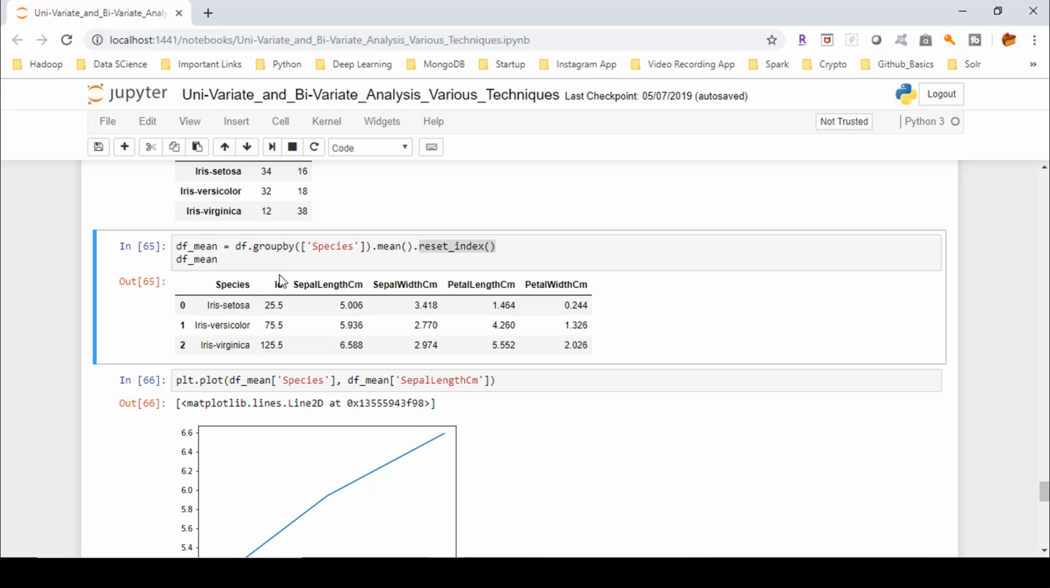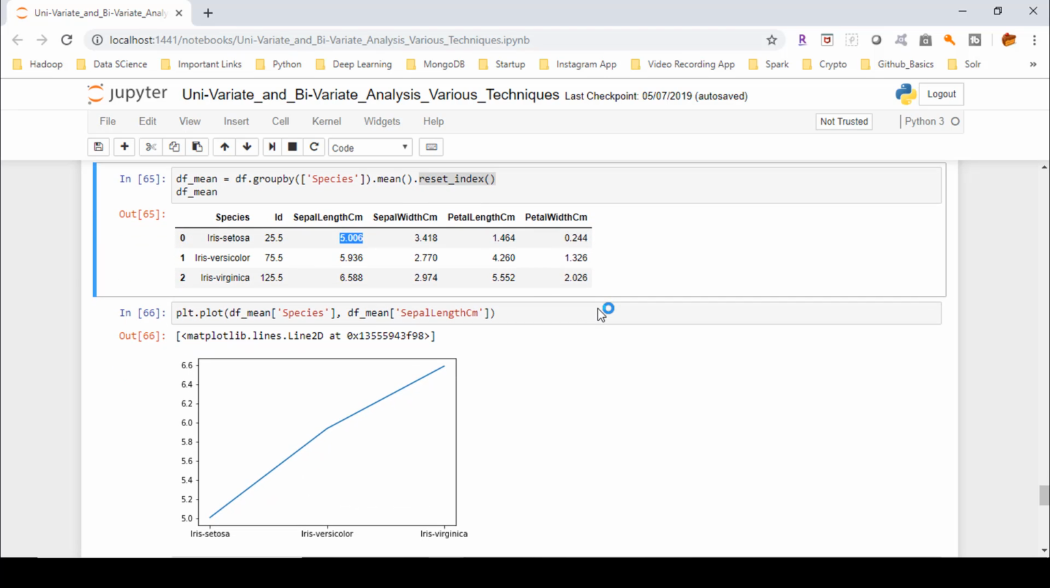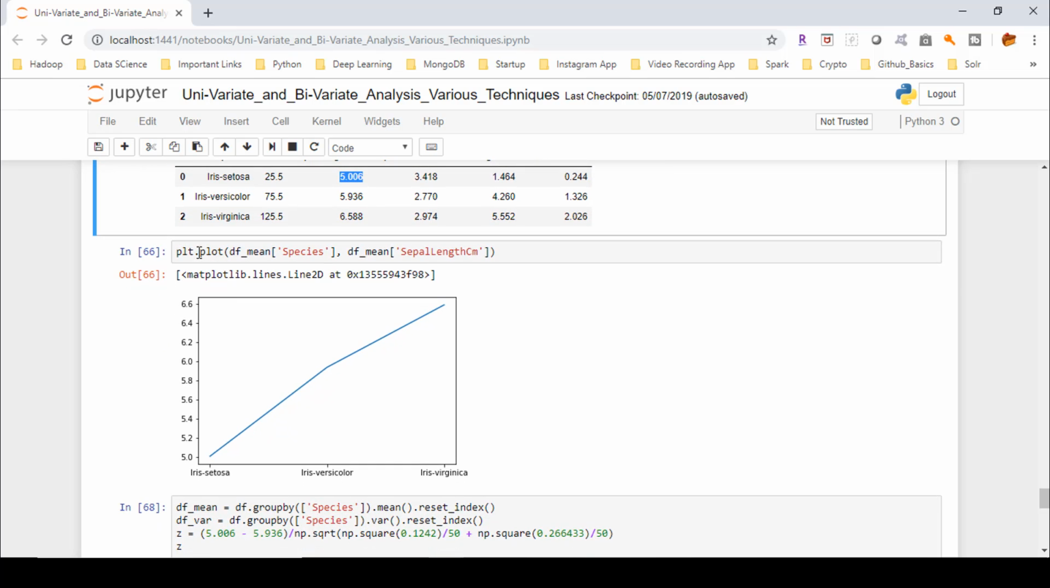We can in fact remove this column from here. But you can see these four columns: sepal length, sepal width, petal length, petal width. It has created the mean values for each and every category. Categories are Setosa, versicolor, and virginica. So this is our categorical variable, and these are our numerical variables. We have calculated the mean values for each of these columns for the species combination.